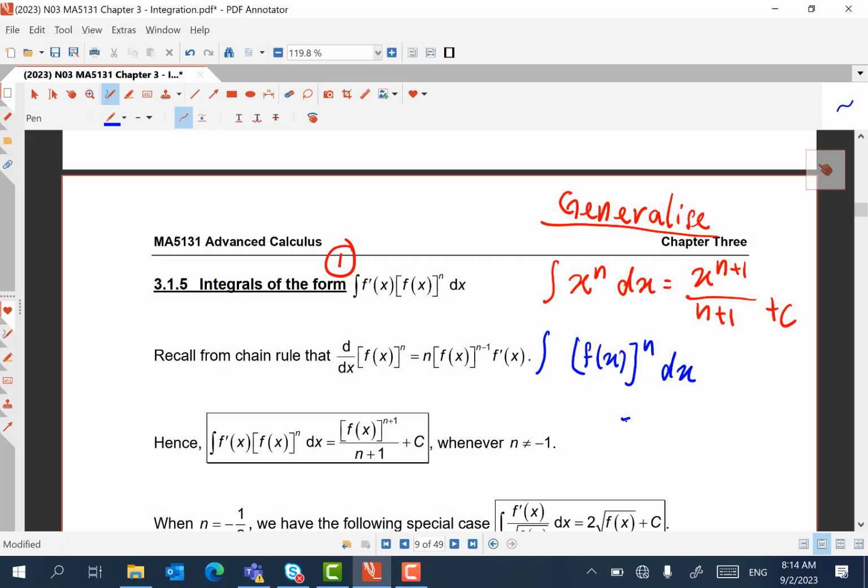Replace all the x with f(x). Okay, Chimaya, do you see what I'm doing? But there is a missing piece. When you generalize a formula, the blue color means something. You need that magic touch. What is that?